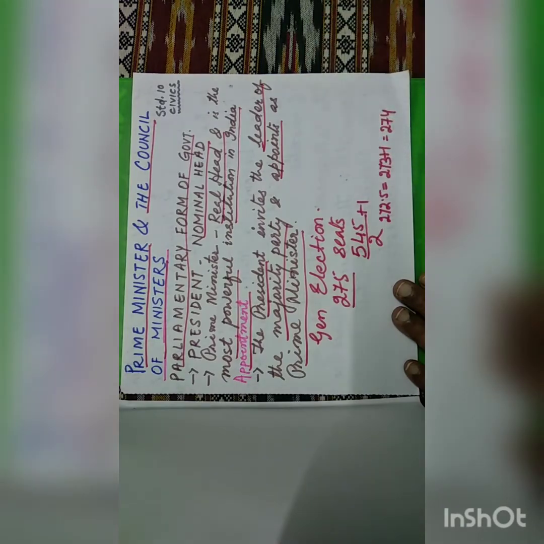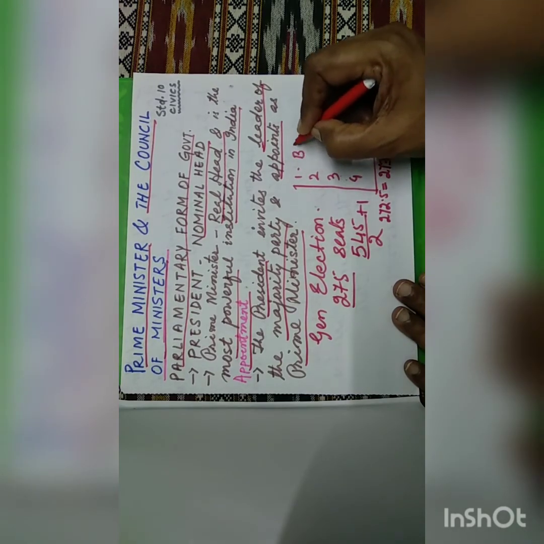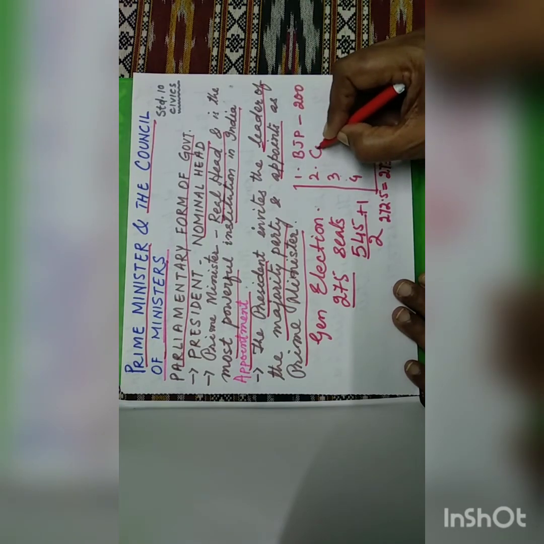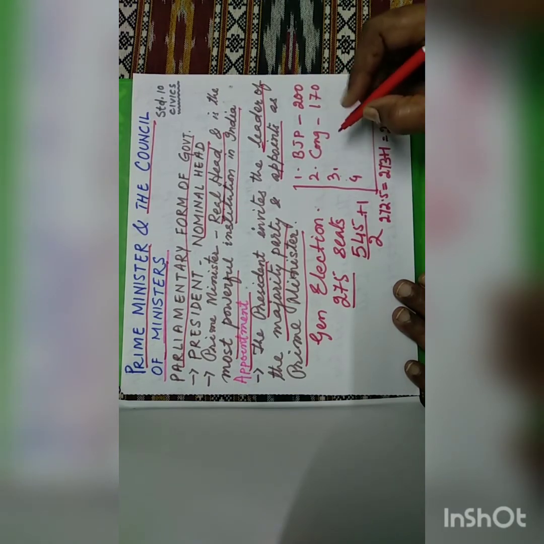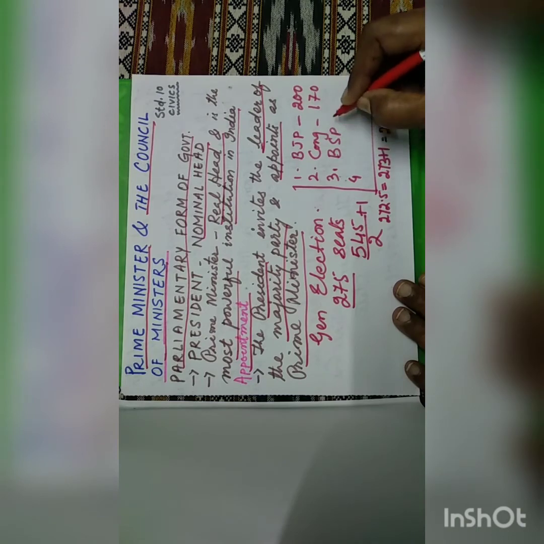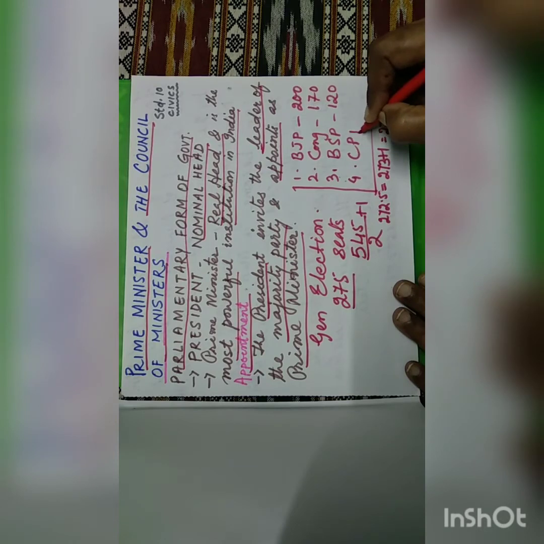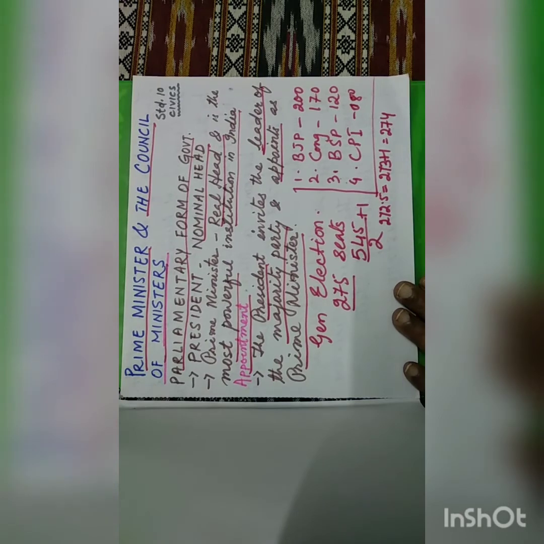Suppose after the general election no party gets this majority. There are 4 parties, for example. The number 1 party may be BJP and gets 200 seats. 2 may be the Indian National Congress, gets 170 seats. 3 may be BSP, gets 120 seats. And 4 may be CPI, gets maybe 60 or 70, coming to 80 seats perhaps.